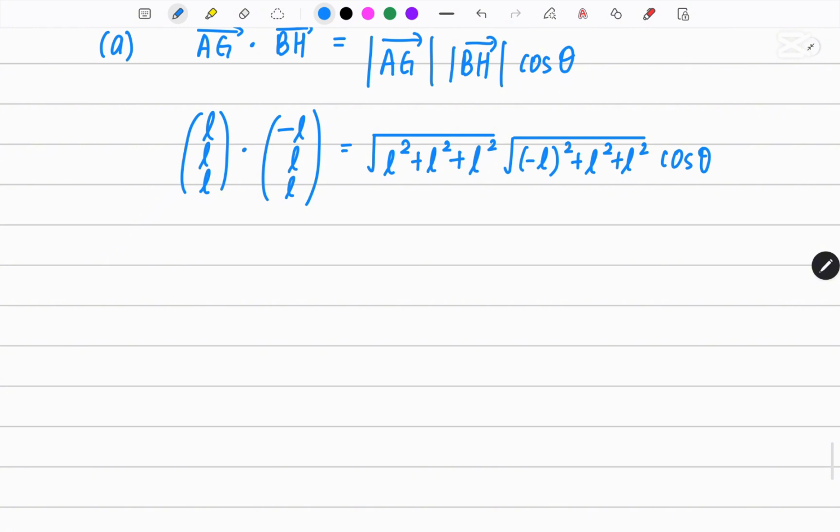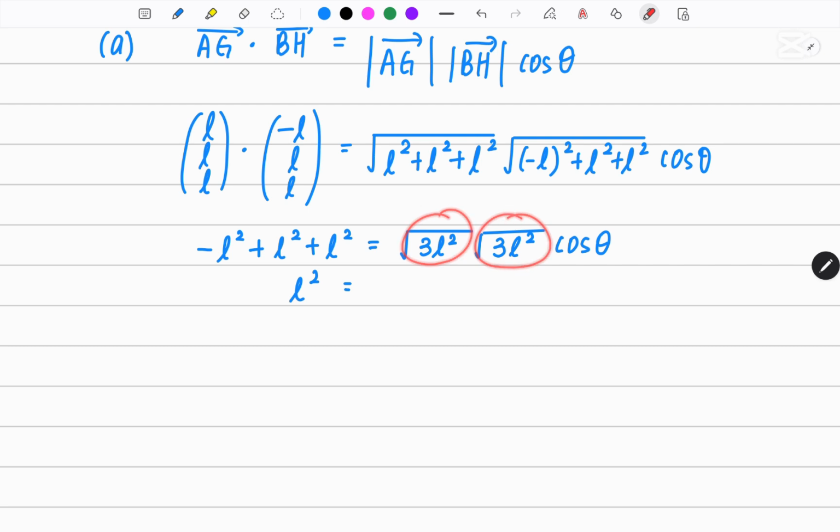Okay, so from here, I will then evaluate this dot product. Dot product says that we will multiply horizontally and sum them up. So it will be negative L square plus L square plus L square. Over here, let's evaluate what is within the square roots. It will be 3L square and 3L square respectively. Simplifying this, we have L square followed by square roots, and when they multiply together and have the same term within, we just remove the square roots. So it will be cosine theta.